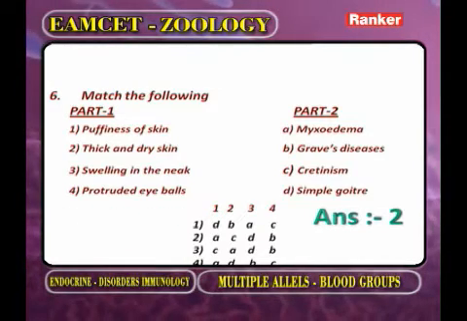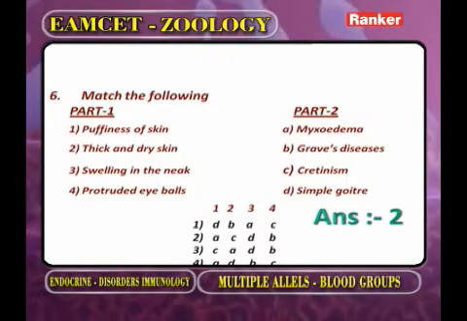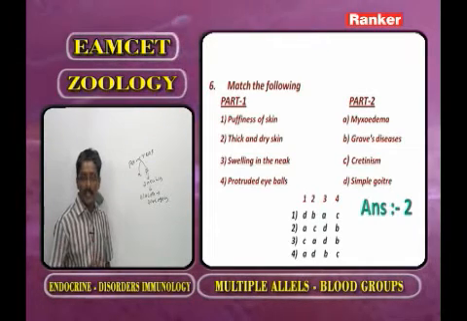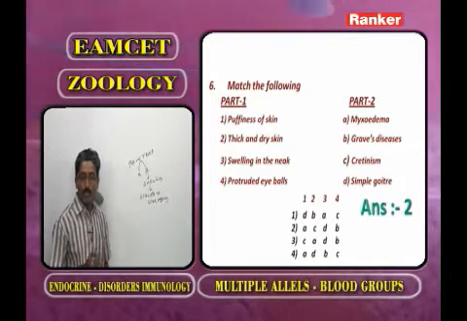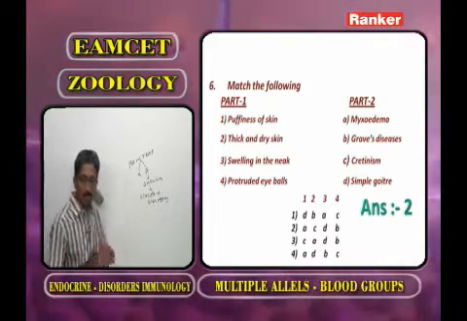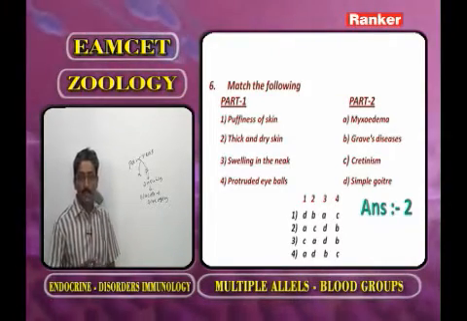Part 1: Puffiness of skin. Second, thick and dry skin. Third, swelling in the neck. And the fourth one, we call it protruded eyeballs. Again, you have to observe in list 1.